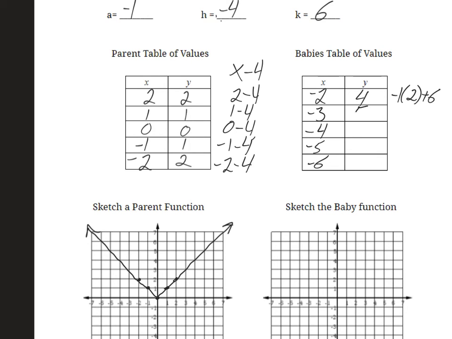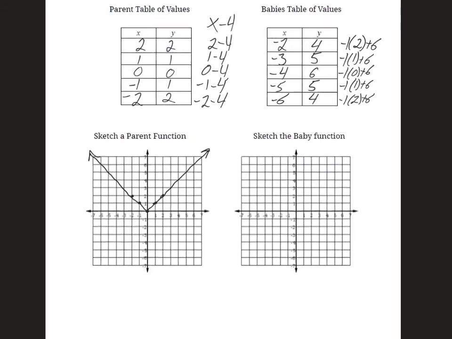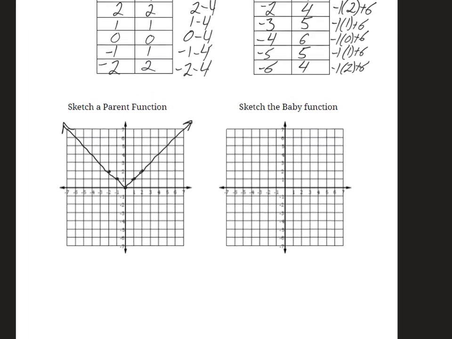Okay, so we should have gotten 5, 6, 5, 4. So checking this one more time, we have -1 times 1 plus 6, -1 times 0 plus 6, -1 times 1 plus 6, -1 times 2 plus 6. Perfect. Okay, now we're just graphing this one more time.